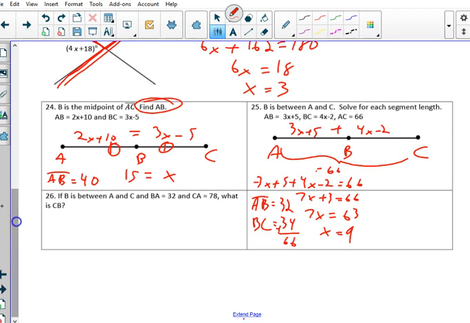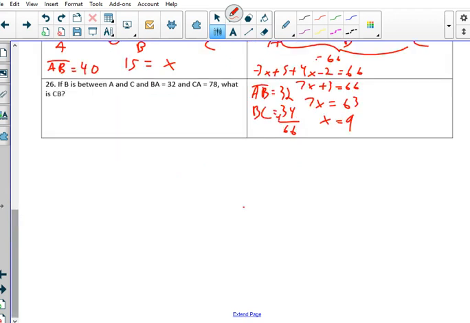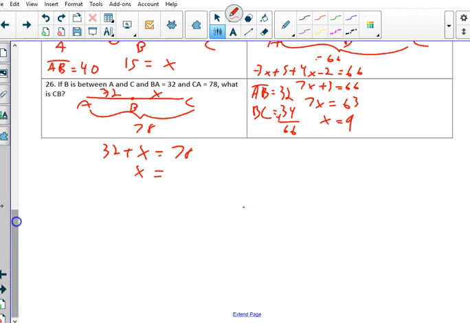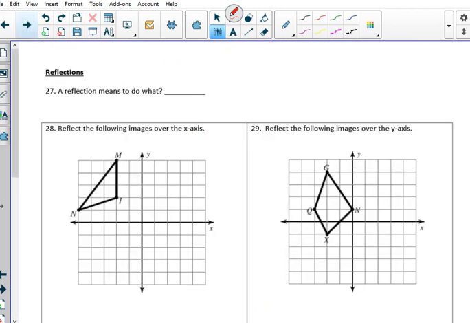26. It says if B is between A and C, and BA is 32, and CA is 78. What is x? Well, that's quite simply 32 plus x equals 78. Subtract 32. X is 46.